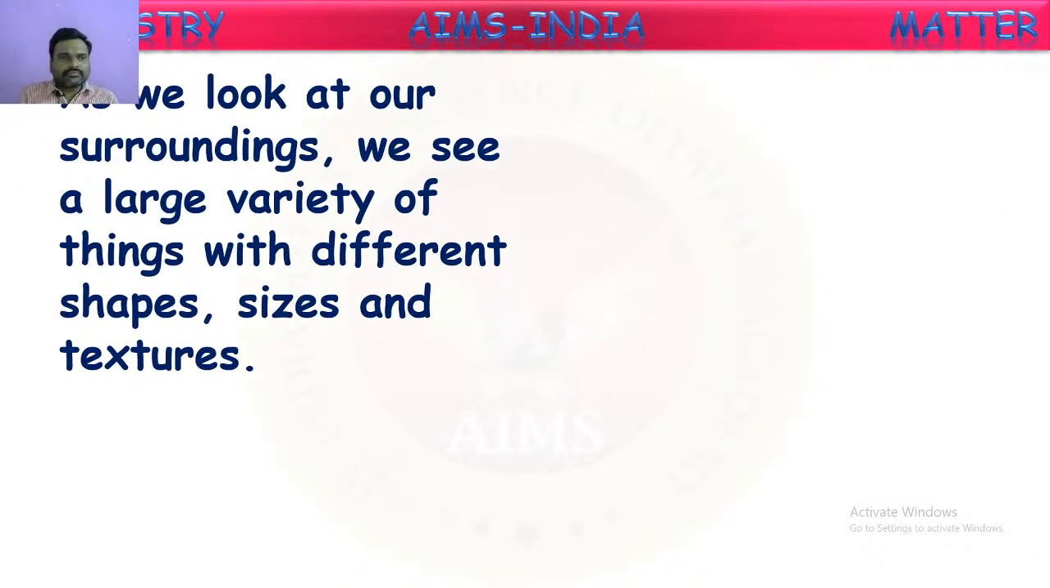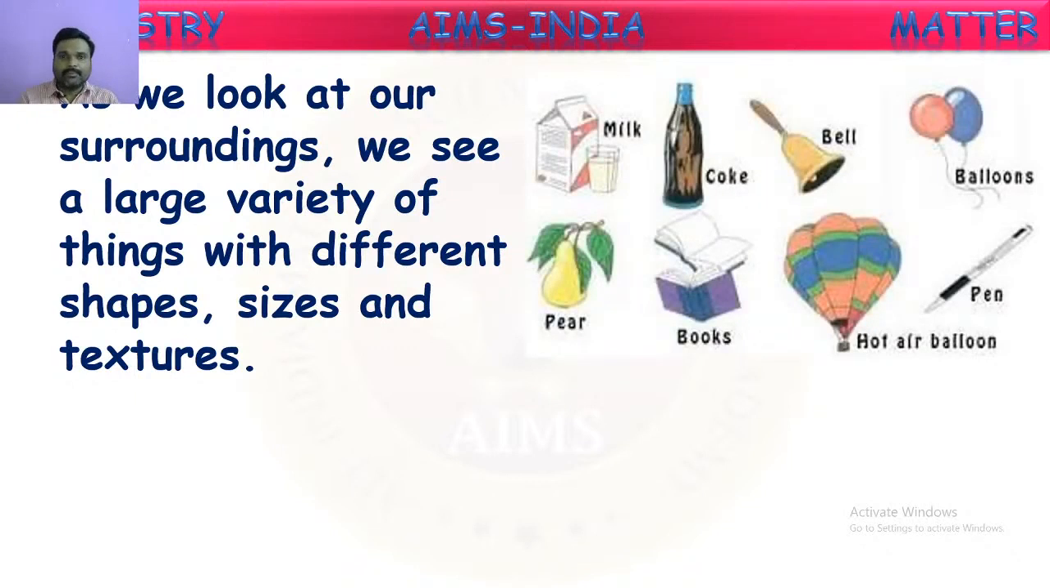As we look around in our surroundings, we see a large variety of things with different shapes, sizes, and textures. Some examples are given here. Milk in a glass, which is not having any shape here, and cool drinks, some metallic bells, air present in the balloons, some fruits, books, parachutes, pens. These all are different forms of matter. Why do we say these all are matter? Because these all are having those three properties that we said earlier.